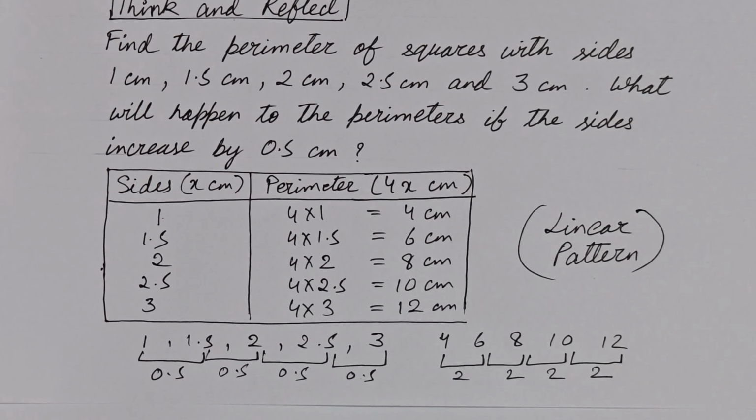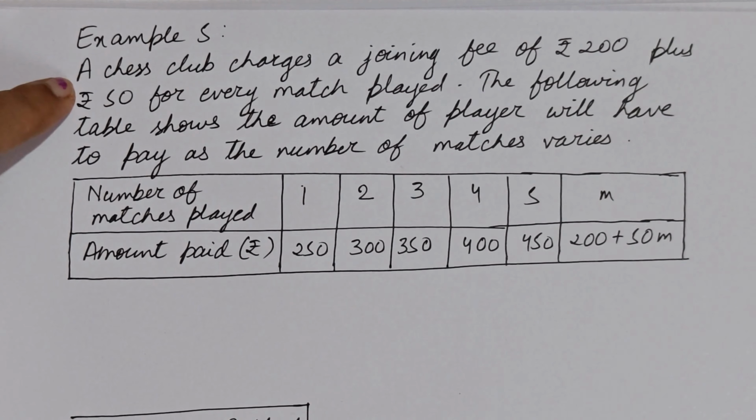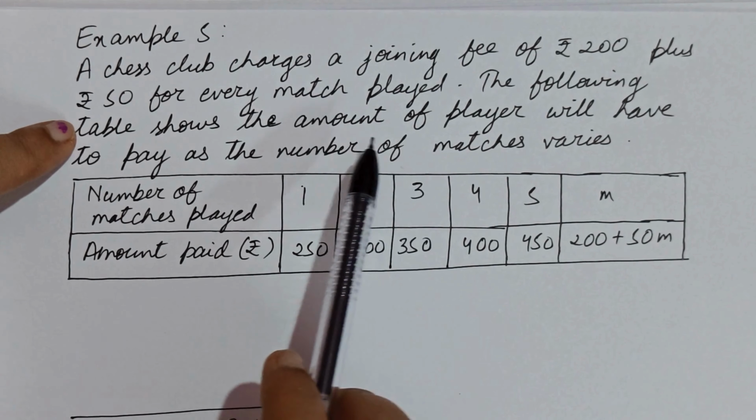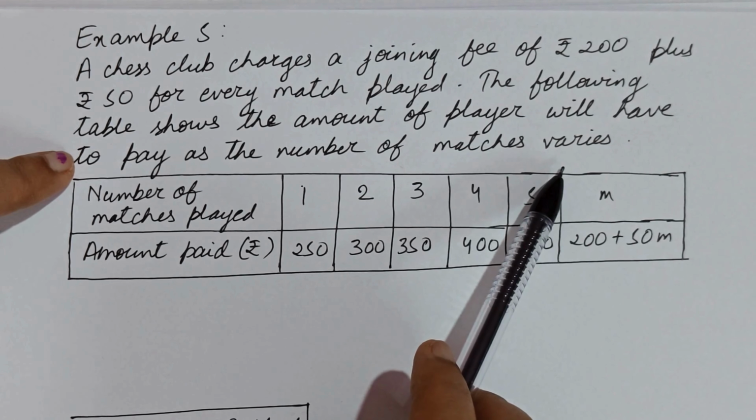This is a linear pattern. Such patterns are called linear patterns. Now we'll go to example number 5. A chess club charges a joining fee of rupees 200 plus rupees 50 for every match played. The following table shows the amount a player will have to pay as the number of matches varies.